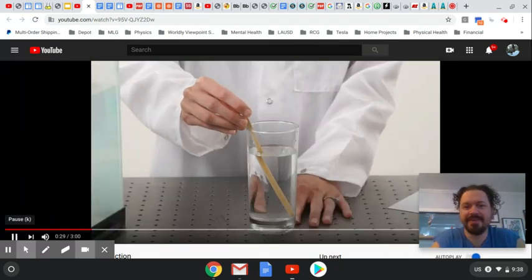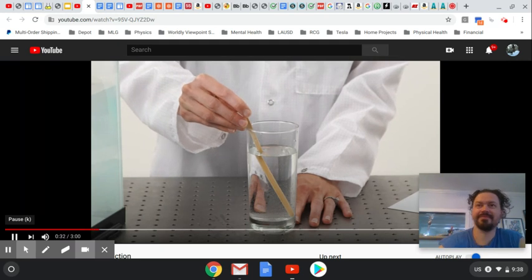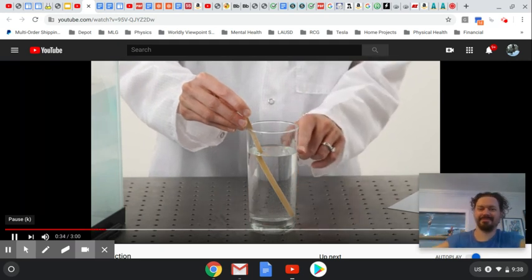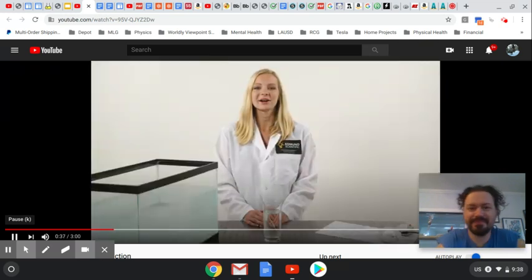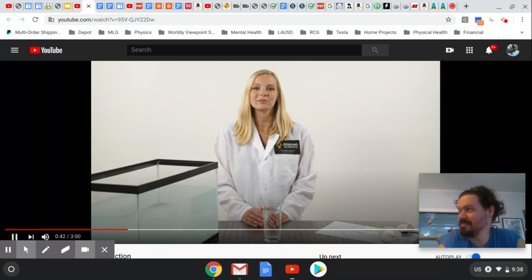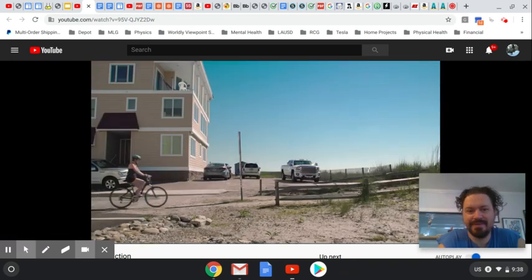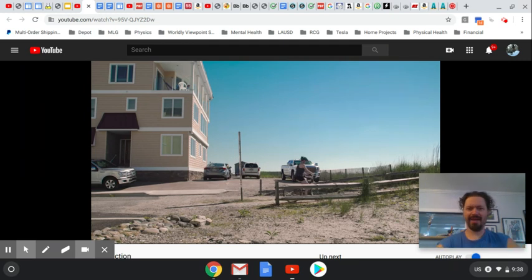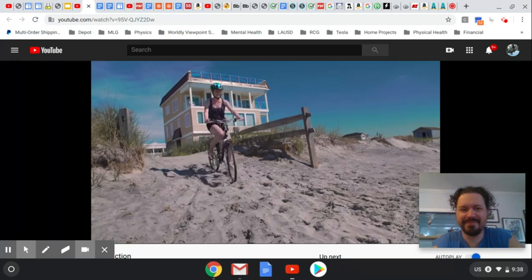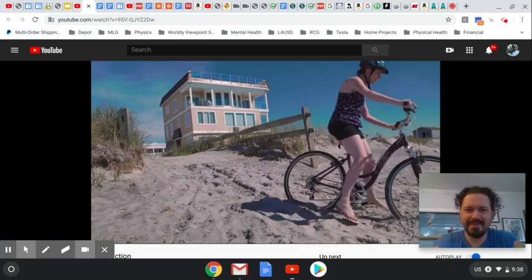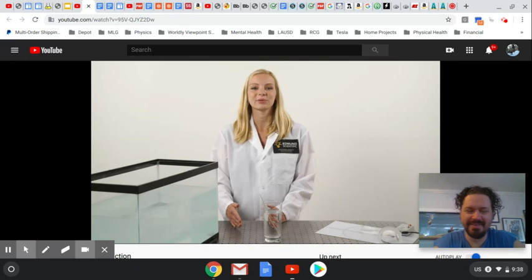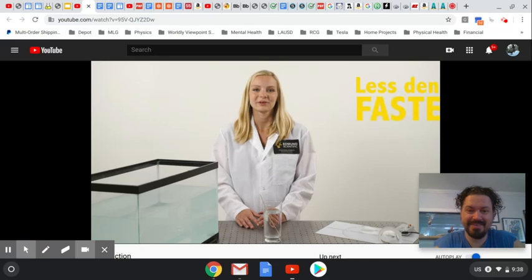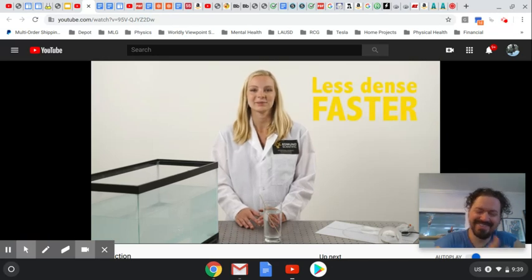As you can see, it appears that the popsicle stick bends at the barrier between the air and the water. Refraction is caused by a change in the speed of a wave of light when it moves from one medium to another. Just imagine if you're riding your bike on pavement and suddenly cross over to sand. Your bike is going to slow down when you move from the pavement to the sand. The same thing happens with light. When light hits a more dense medium, the light wave is going to slow down. When it hits a less dense medium, it's going to speed up.